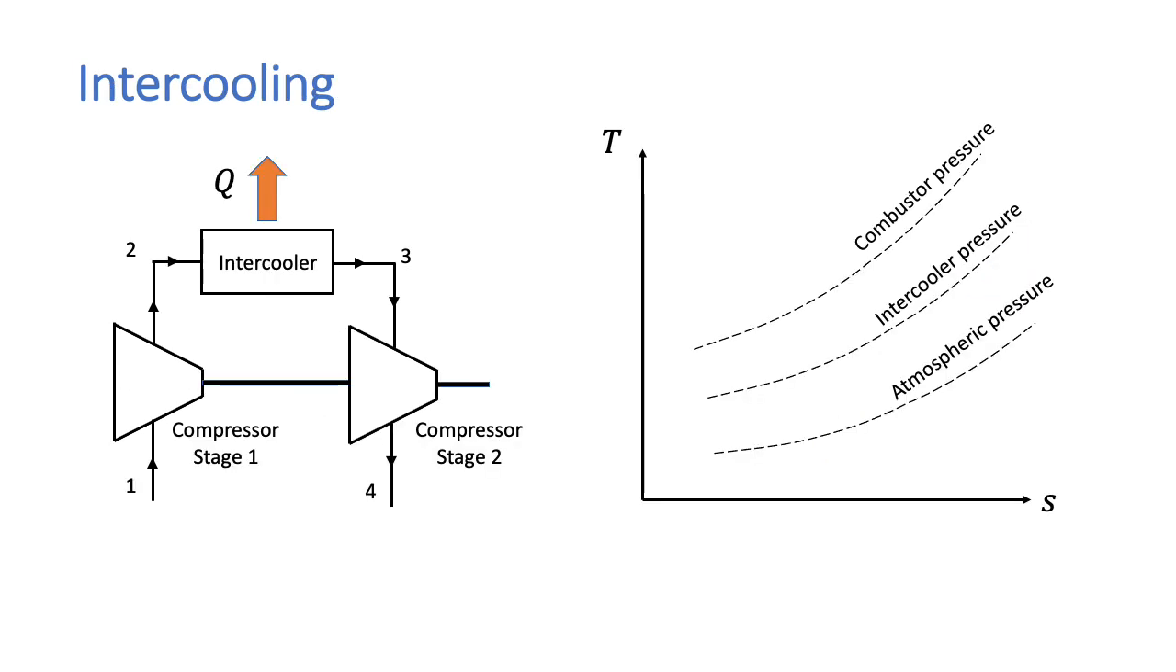We can reduce the amount of work required to compress air by using intercooling. In this, the compression is done in 2 stages. First, the air is compressed from 1 to 2. Then it goes into a heat exchanger known as an intercooler, where it loses heat to the surroundings and the temperature is reduced to T3. It is then compressed again to the final combustor pressure. By cooling it in between, we reduce the amount of work which is required for compression.